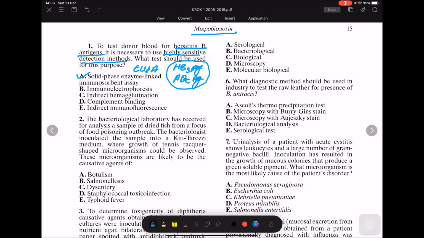The second question: a bacteriological laboratory has received for analysis a sample of dried fish from a focus of food poisoning. Mainly food poisoning from dried fish or a canned product is botulism. The bacteriological sample was inoculated in a Kitt-Tarozzi medium, which is very specific for botulism, and there is a growth of tennis racket shaped microorganism. You will see a tennis racket shaped microorganism which is very specific for botulism. So the answer is botulism.